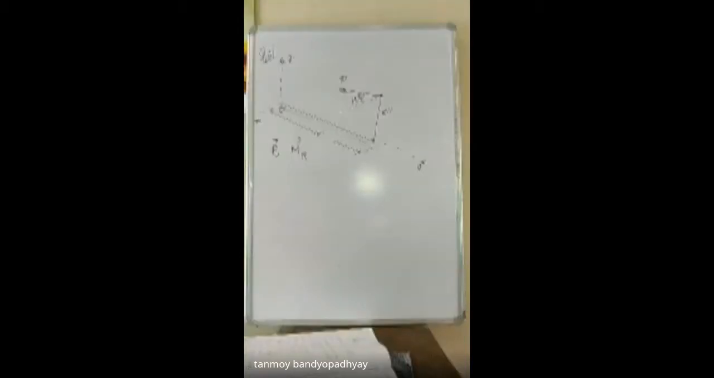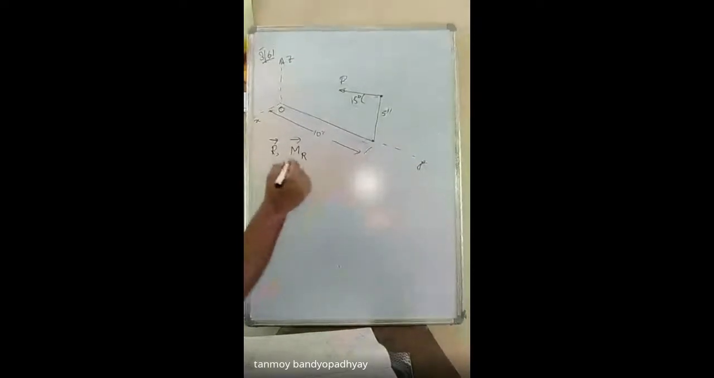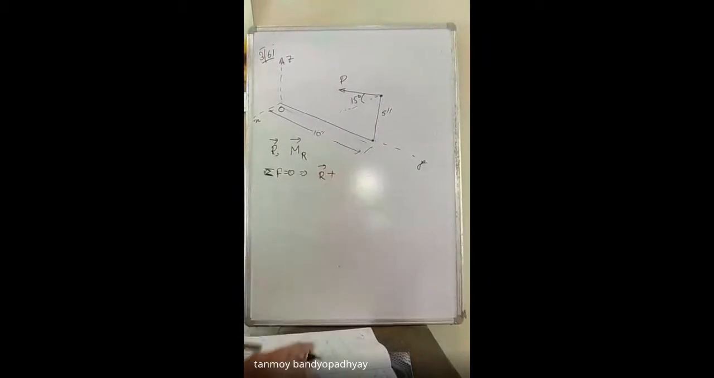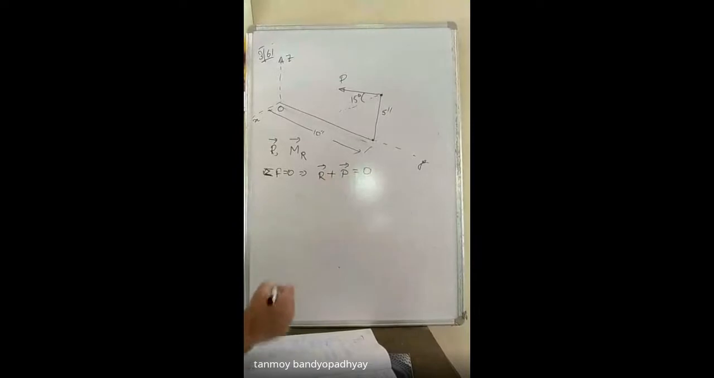Let vector R and vector M_R be the resultant force and the resultant moment set up at the point O. Using the equilibrium of forces, if I write sigma F equal to 0, the net force is equal to 0. So we should have vector R plus the force, which is the P vector, equal to 0.